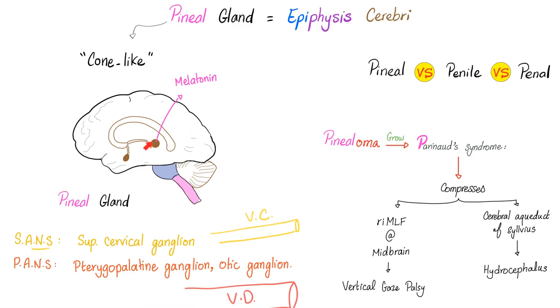Now, pinealoma. Pinealoma is an oma. It's a tumor in the pineal gland. It can grow and compress other structures, such as the RIMLF. This is the rostral interstitial medial longitudinal fasciculus of the midbrain. What's the function of this? Vertical gaze. So when I compress it, I will have vertical gaze palsy. I will no longer be able to look up or look down. I will only be able to look side to side. What else? It will also compress the cerebral aqueduct of Sylvius because it's also in the midbrain, and I will have hydrocephalus.